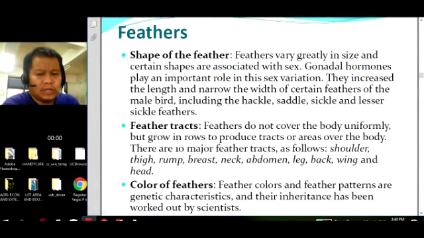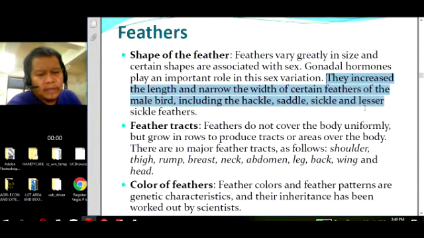Gonadal hormones increase the length and narrow the width of certain feathers of the male birds, including hackle, saddle, sickle, and lesser sickle feathers. So some feathers have different length, and the other one maybe narrower compared to the other. So they have narrower width and longer length, and that's because of the differences in hormones between birds, males and females.